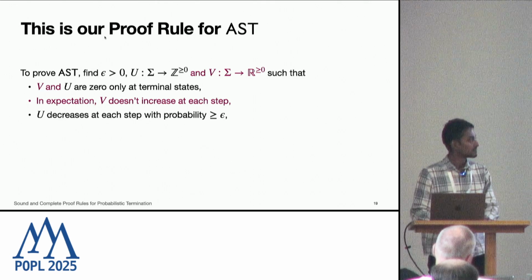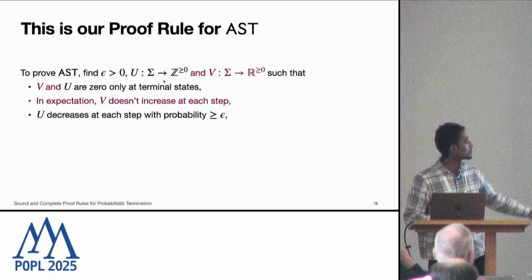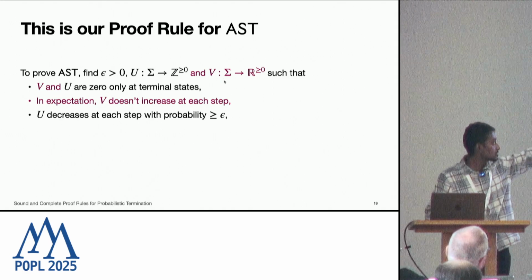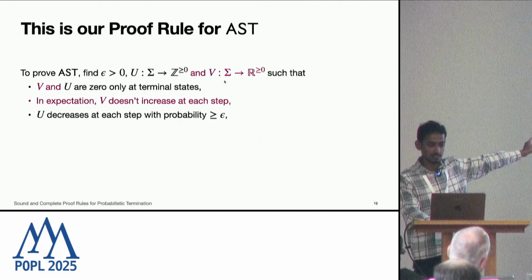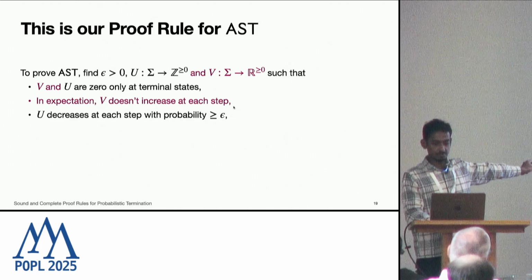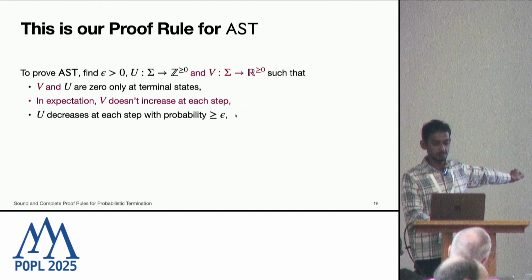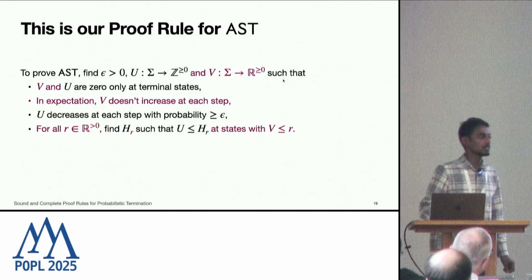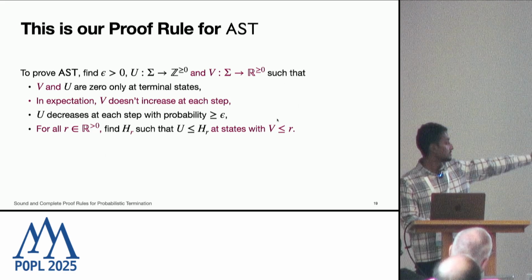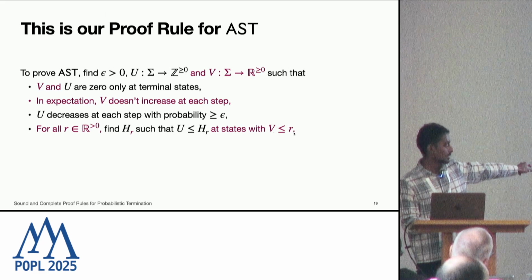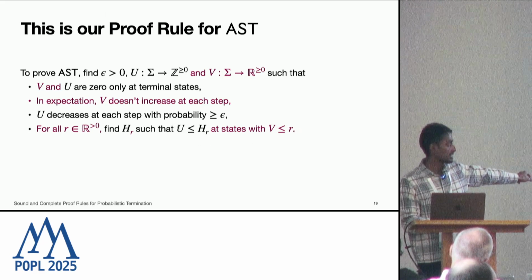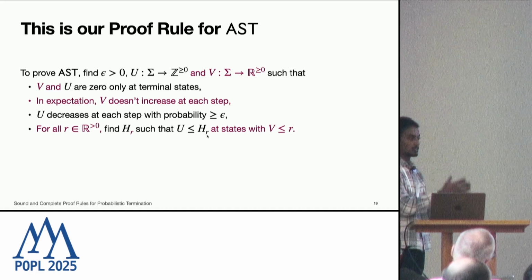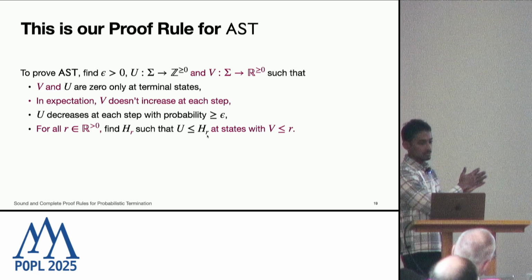We want a variant, which is both of these, and a supermartingale, which is this, such that both the variant and the supermartingale are 0 only at terminal states. This point just means V is a supermartingale, this means U is a variant, such that when the supermartingale is bounded, if it's bounded by a real number R, then the variant must be bounded by some number HR, right? In a collection of states where the supermartingale is bounded, the variant will also be bounded.